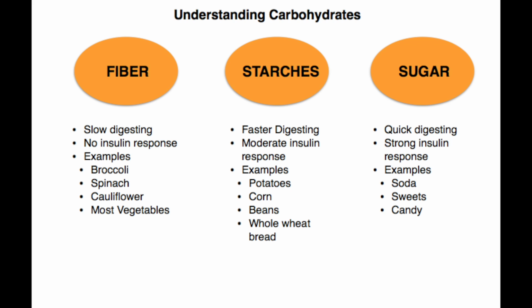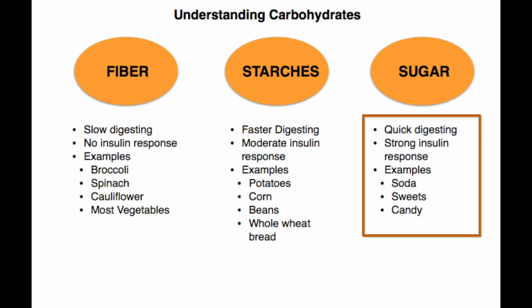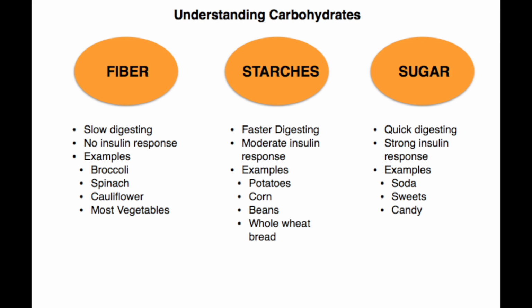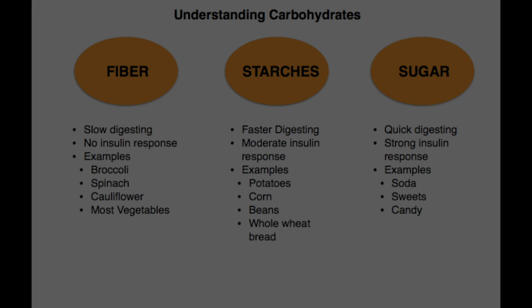Finally, just pure sugar. These are broken down very fast. The sugar enters your bloodstream very quickly, and that's something your body really doesn't like, so it produces insulin. Examples of this are things like soda, sweets, candy, cookies, cake.